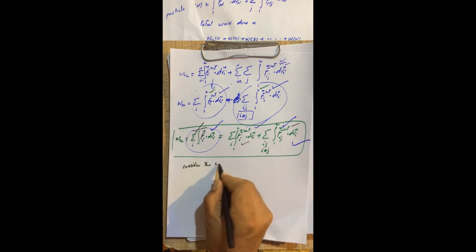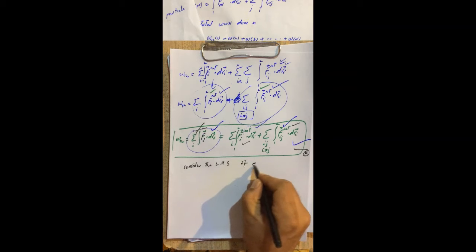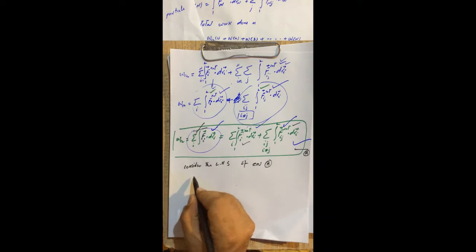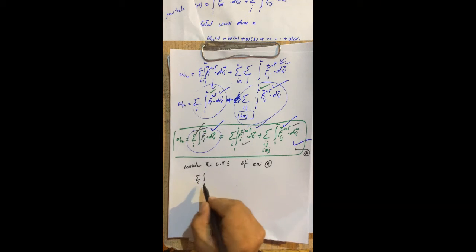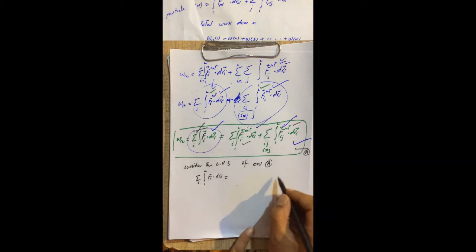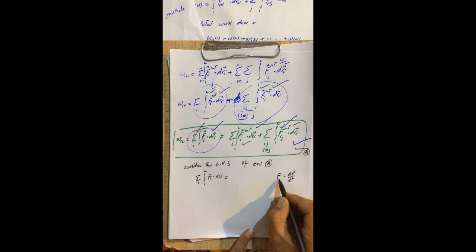Consider the left hand side of, I call this equation, equation A. So we can write it as like this: sum over i, integral from 1 to 2, the limits of the integral being from position 1 to position 2, Fi dot dr, which is equal to, as we know that the force is equal to the rate of change of momentum dp over dt. So the force on the ith particle will be equal to the rate of change of momentum of the ith particle.